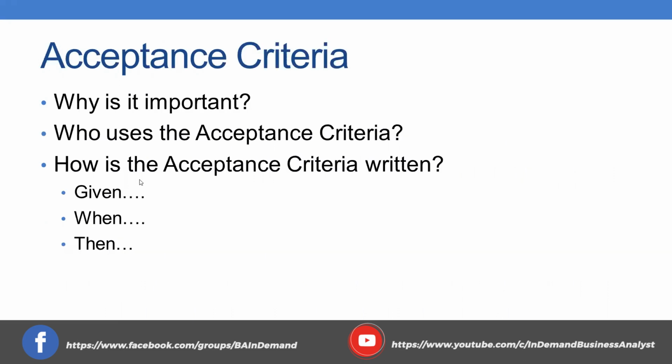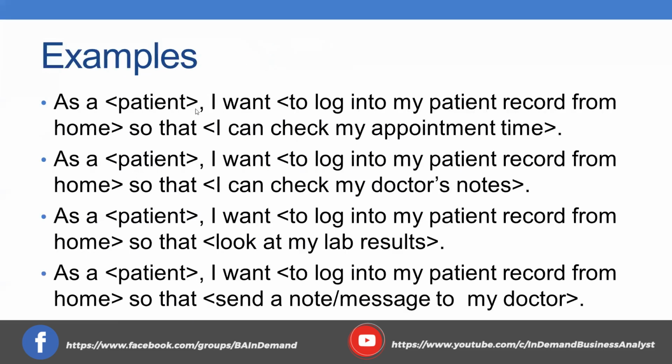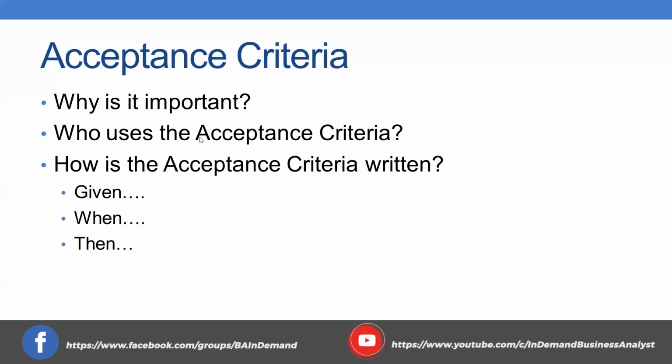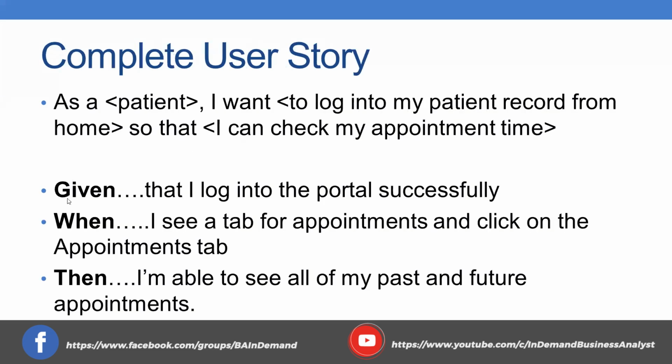Now, if we have that user story, as a patient, I want to log into my patient record from home so that I can check my appointment time, and you use the acceptance criteria in this format, given, when, then, you're able to provide more detail to the developers and to everybody working on the project team in terms of how this should work, right?